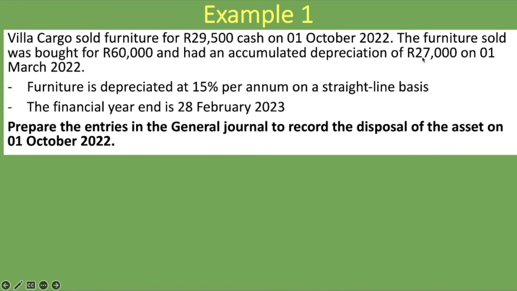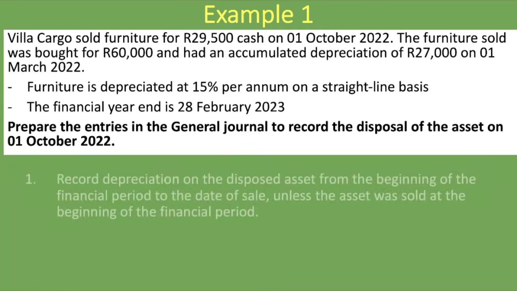All right, so that means we'll have to calculate depreciation anyway in the first step from the beginning of the financial period. When did it begin? 1st of March 2022 to the date of sale, 1st of October 2022. As I mentioned, that's what we do in the first step. Prepare the entries in the general journal to record the disposal of the asset on the 1st of October 2022.